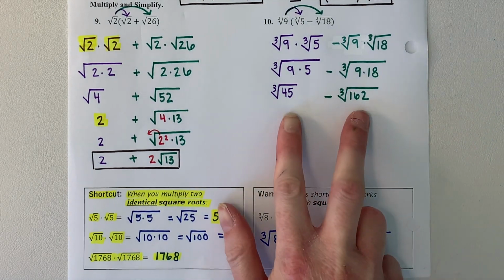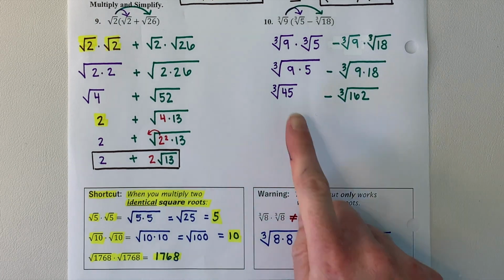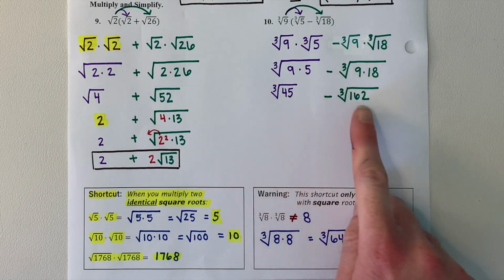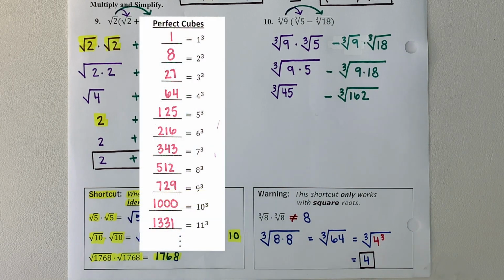Now we have a subtraction problem. And remember, you can only add or subtract radicals if they are like radicals. These are not like radicals, and they need to be simplified. So let's go ahead and simplify them. 45 is not a perfect cube. And if you look at your list of perfect cubes, there are no perfect cubes other than one that multiply evenly into 45.